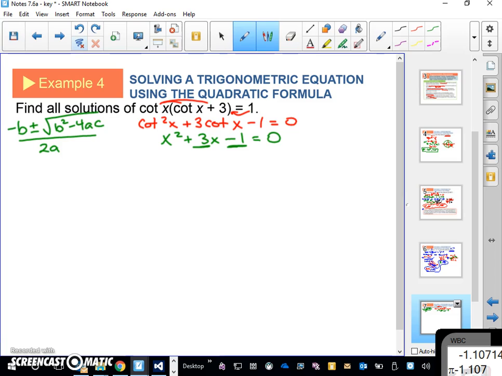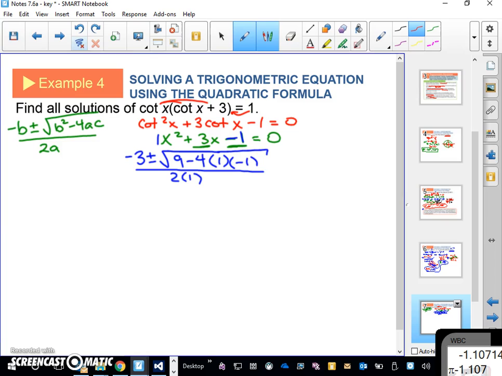So we can see negative b, -3, plus or minus the square root of b squared, 3 squared would be 9, minus 4 times a. Remember, a is the number in the front. That's going to be 1 here. And c is the number that's in the back there with no variable connected. That's -1. And all that's over 2 times a. So there's a setup of the quadratic formula.